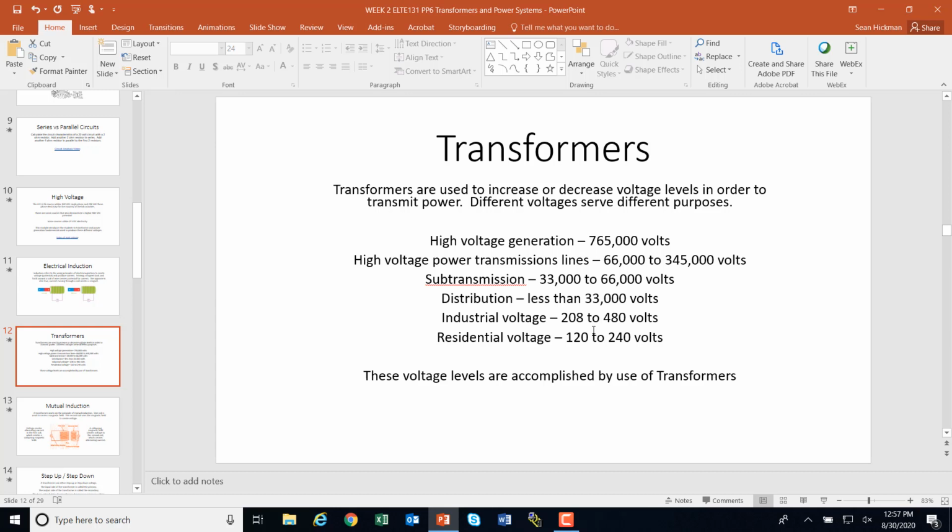And then they have to transform it down, because a lot of industrial is 208 to 480 volts. Also in your house, you're going to have residential, which is 120 to 240 volts. I was throwing some voltage levels out there. There are all different types of voltage levels, depending on how they're transmitting it, distributing it, and using it. And so you need a lot of different transformers to get these different voltage levels.